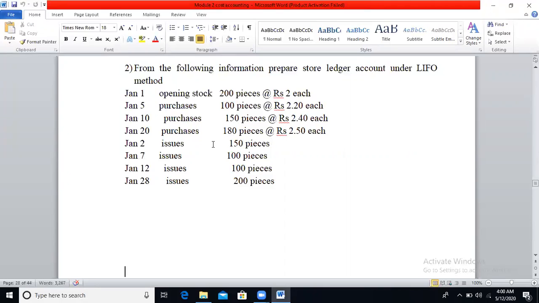January 2nd, we are making an issue of 150 pieces. January 7th, we are making the issue, that is 100 pieces. January 12th, we are issuing 100 pieces. And January 28th, we are issuing 200 pieces.